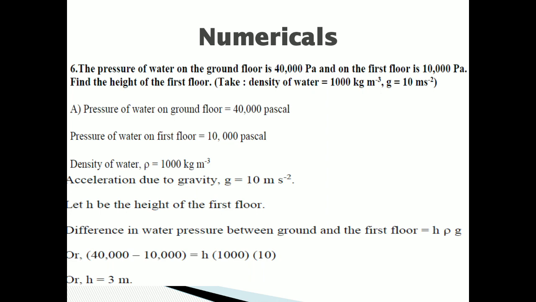So we know that the difference in water pressure between the ground floor and the first floor can be written as H rho G. Difference in pressure means 40,000 minus 10,000 is equal to H into 1000 into 10. After calculating, we get the height as 3 meter.